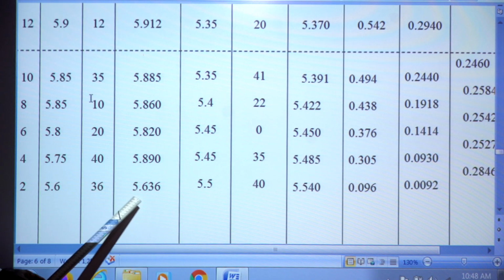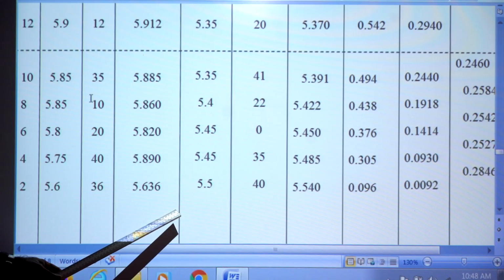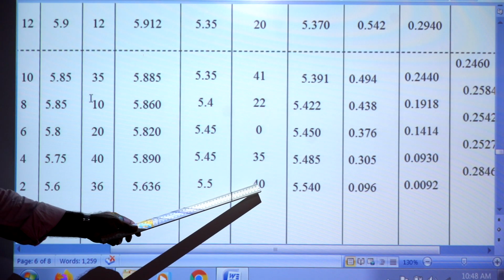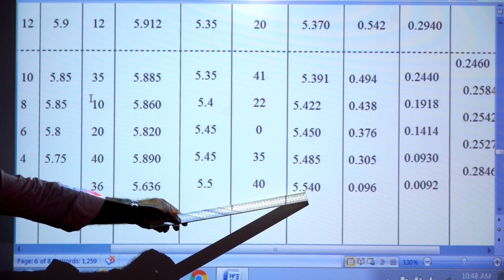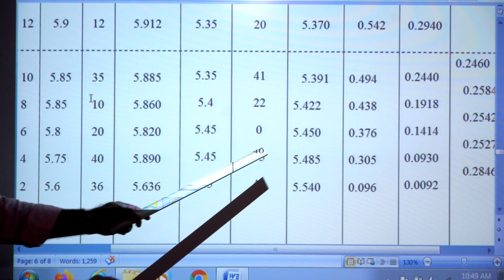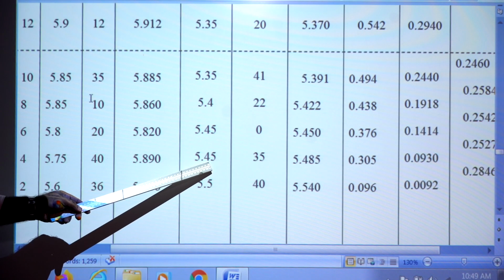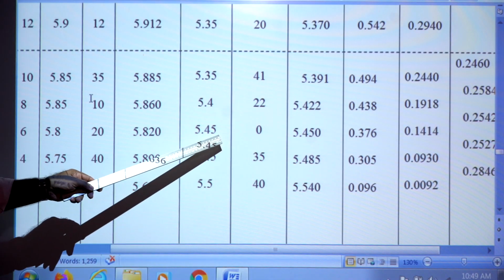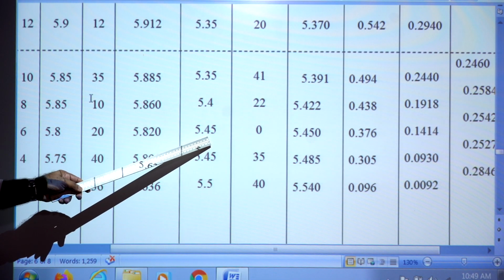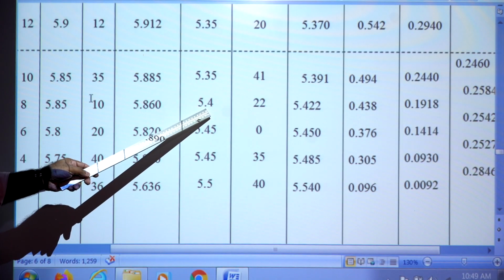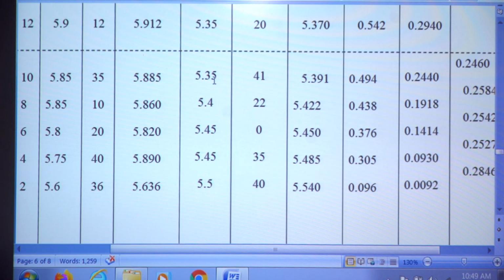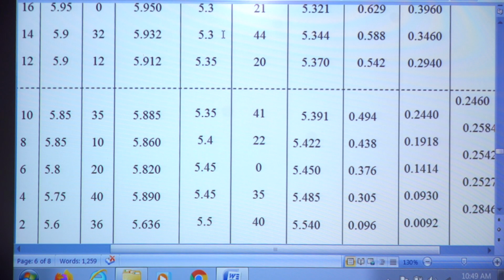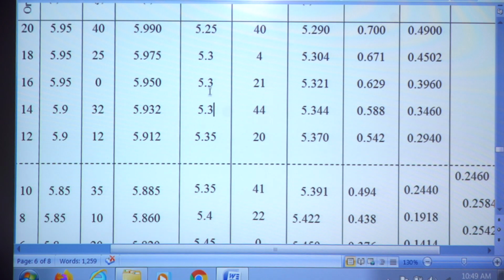Now we move to the right side. For the second one on the right side the MSR reading is 5.5 and 40, so the total reading is 5.540. Now we move to the fourth one of the right side, 5.45 and 35, that is 5.485. Now we move to the sixth one of the right side, 5.45 and 0. Then the eighth one of the right side, the 10th one, then the 12th, 14th, 16, 18, and we end at the 20th ring on the right side.